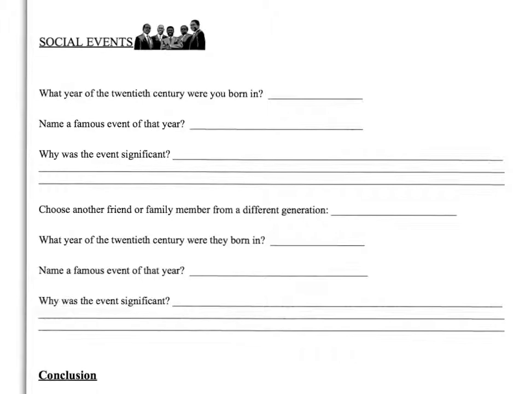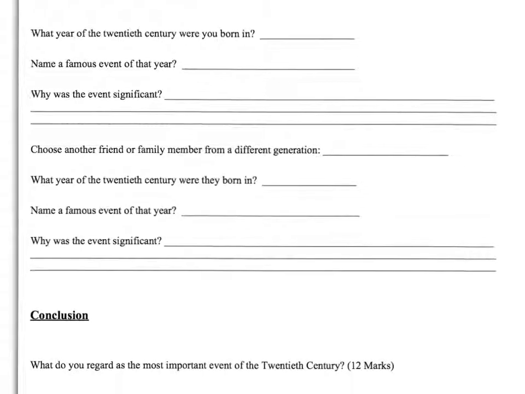Social history. What year of the century were you born in? A famous event of that year. Why was it significant? Then the same questions to other members of your family. In Year 9, we will also, at a later point towards the end of the year, be carrying out an oral history extended homework where you will be interviewing some member of your family or a friend from a different generation on events that have taken place in the 20th century.